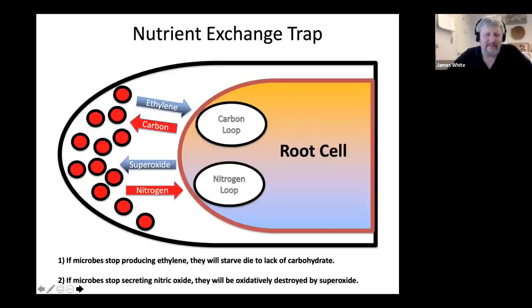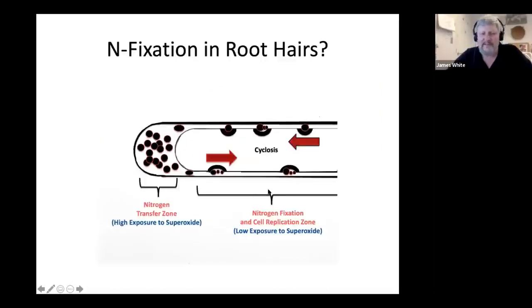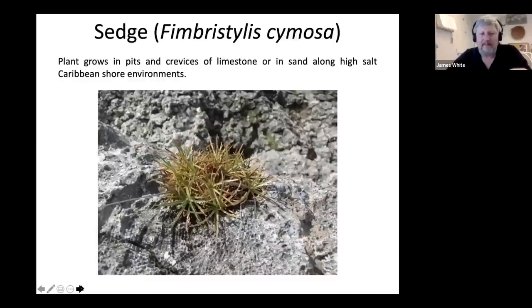And we think that there could be some nitrogen fixation occurring in these hairs. If so, it could be at the sides of the hairs where there's very little reactive oxygen around these hairs, because we've got microbes being replicated around the length of the hair, and also we have less superoxide there, so that those microbes can potentially fix nitrogen.